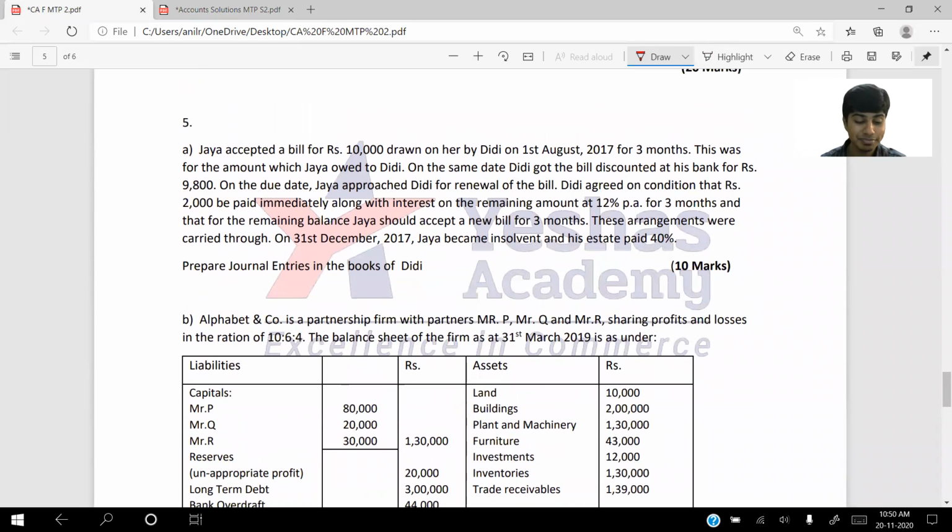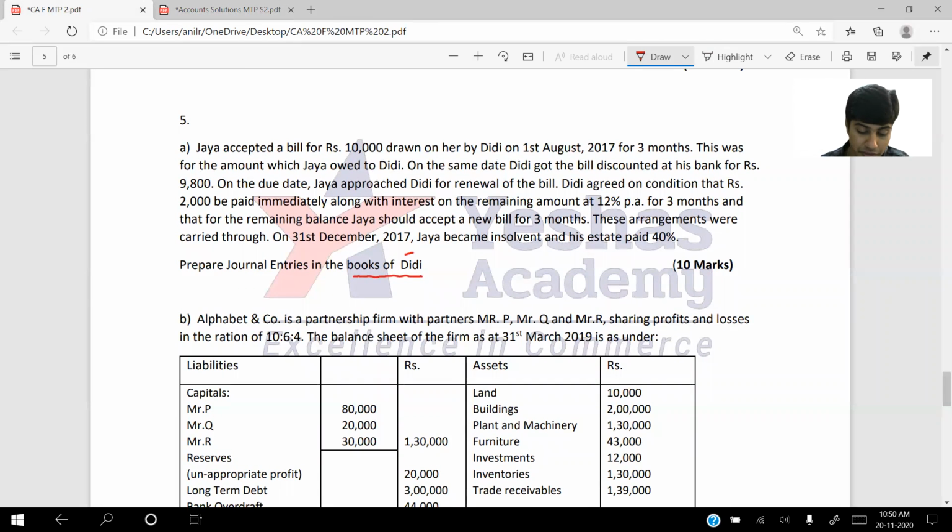So this is the transaction between Jaya and Didi. We're supposed to prepare journal entries in the books of Didi. Okay, Didi. Let us start. Jaya accepted a bill. So you're supposed to see from whose perspective? See from Didi's perspective. Don't forget that. Jaya accepted a bill for rupees 10,000 drawn on her by Didi.